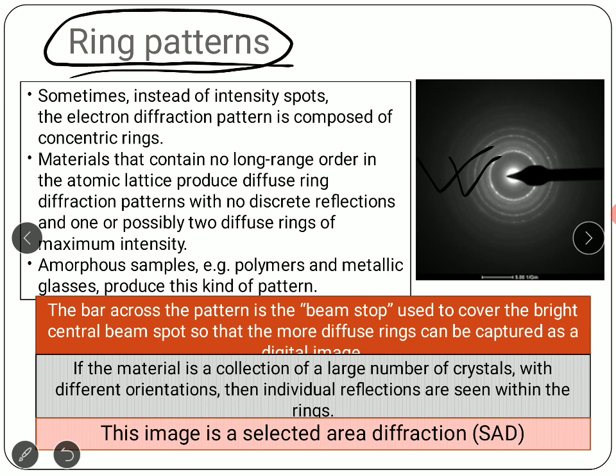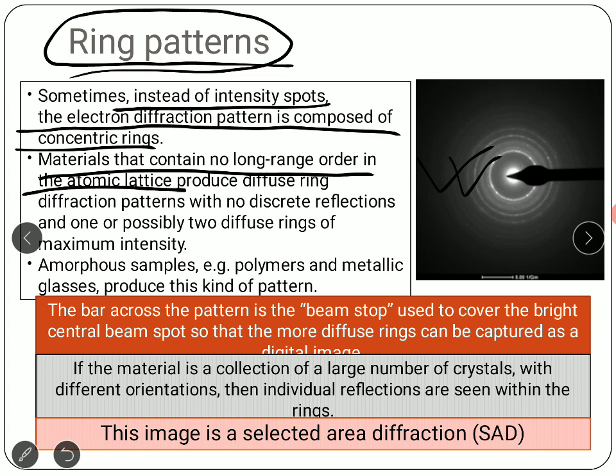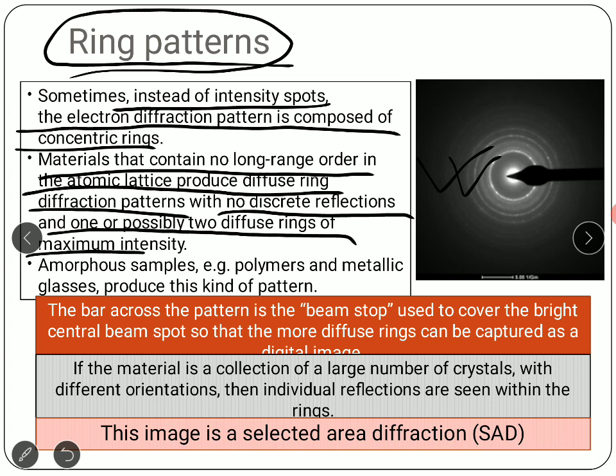Sometimes, instead of intensity spots, the electron diffraction pattern is composed of concentric rings like this, and a material that contains no long range order in the atomic lattice will produce this kind of diffuse diffraction pattern. So if the material is not very crystalline and there is no long range order, it will form these diffused diffraction patterns, with no distinct points as in the previous image and no discrete reflections, and possibly 2 or 3 diffused rings will appear. Most of the time this is shown by amorphous samples. For example, polymers or metallic glasses will produce this kind of pattern.